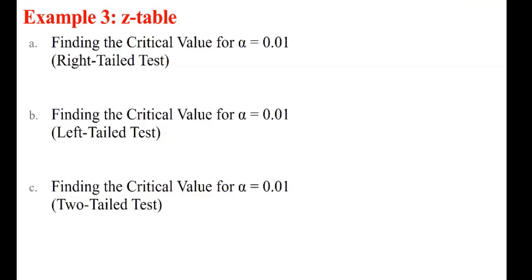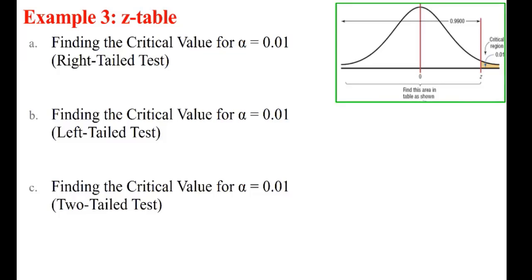Here's an example. Finding the critical value for alpha equals 0.01 for a right tail test, left tail test, and a two tail test. Anytime we want to do that, this is using specifically the Z table that we've been given. You want to come up with the graph. So if you're looking at part A, alpha is 0.01 and it is a right tail test. Graph it. So the right tail contains the area of 0.01, and that's the critical region. That's the rejection region. And the rest of it, 1 minus 0.01, is on the left side.